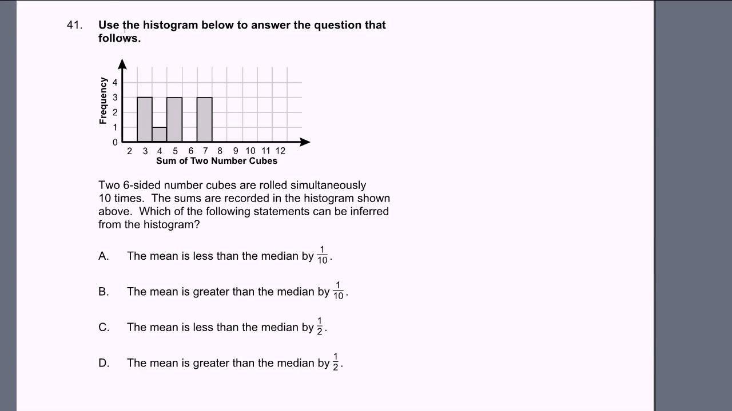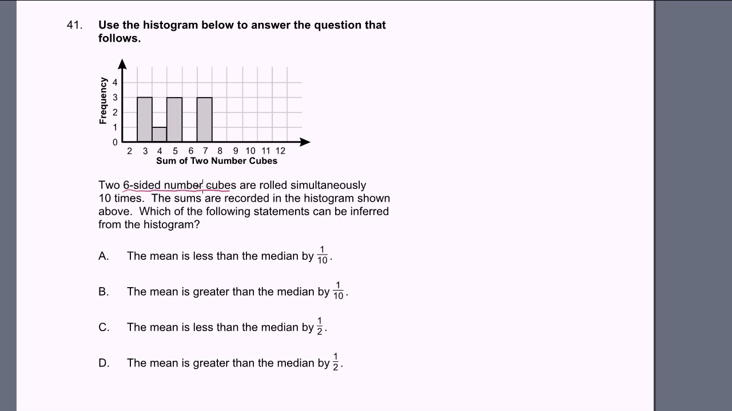Problem 41. Use the histogram below to answer the question that follows. Here's our histogram. Two six-sided number cubes. They sound suspiciously like regular dice. Two six-sided number cubes are rolled simultaneously 10 times. It's like you're rolling two dice 10 times. The sums are recorded in the histogram shown above.